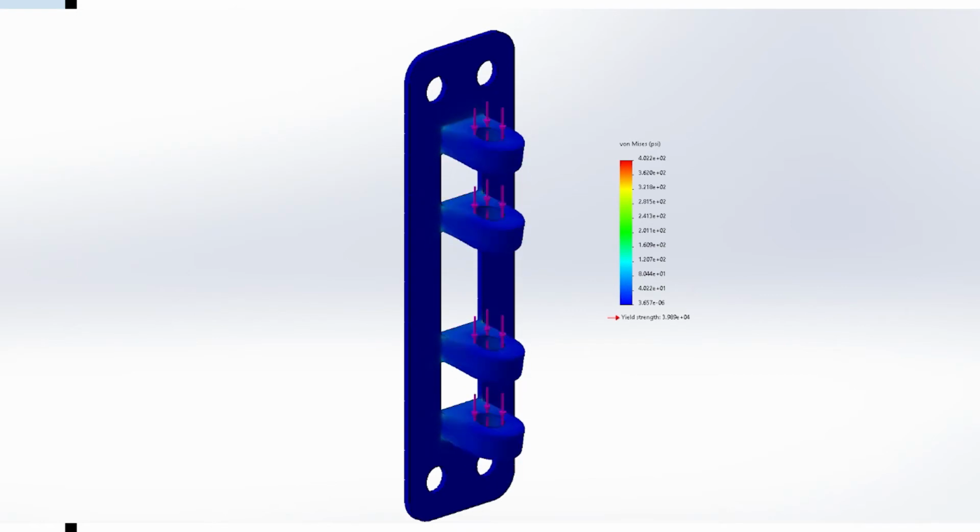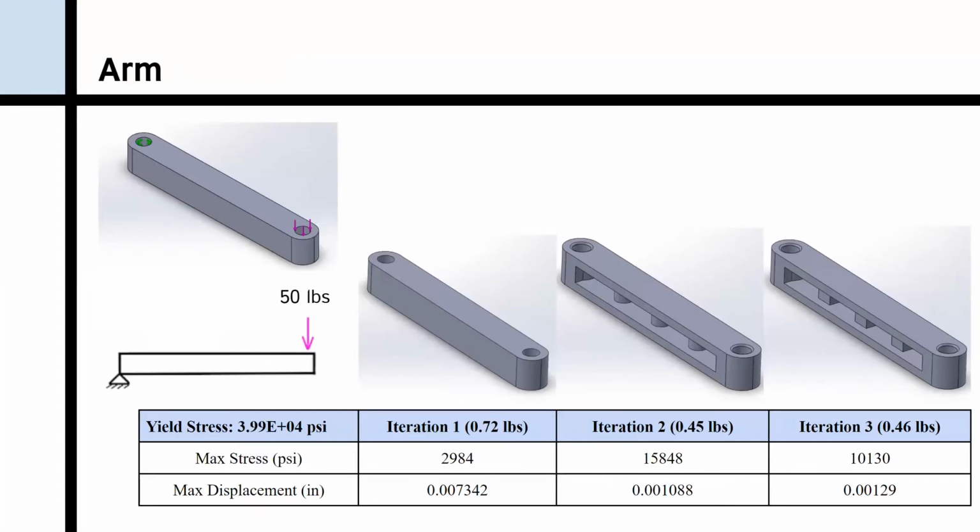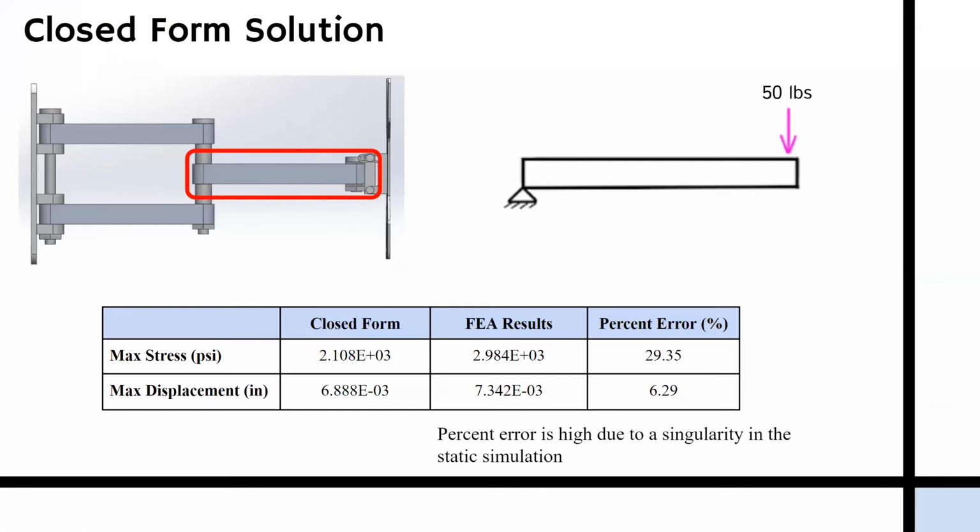The next component is the arm. We performed a static analysis and placed a fixed restraint on one end of the hole and a load of 50 pounds on the other hole. A closed-form solution was calculated on the extension arm using the stress and displacement equations, along with the given values. The results show that the stress had a percent error of about 30%, which was likely due to a singularity in the static simulation, while the displacement gave a reasonable value of 6% error.